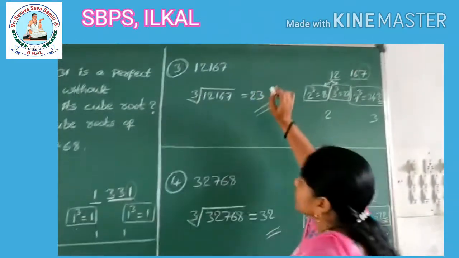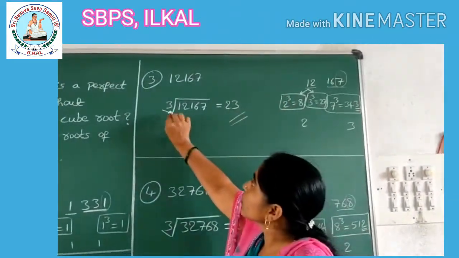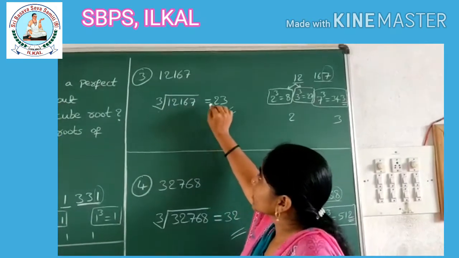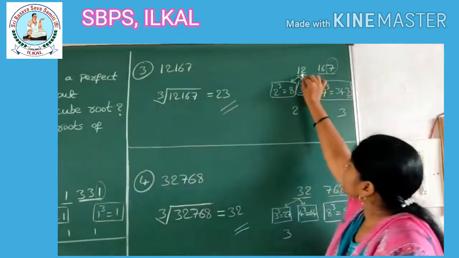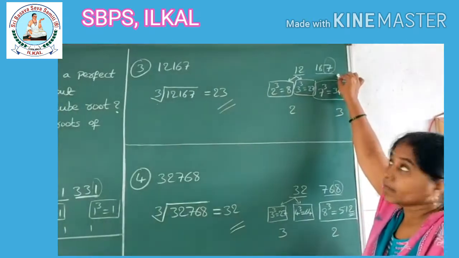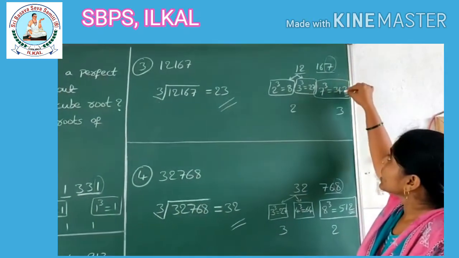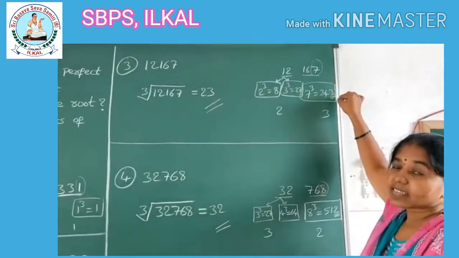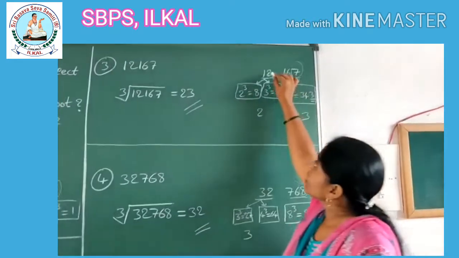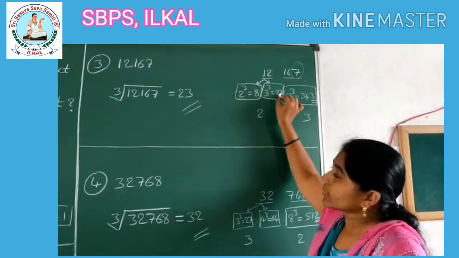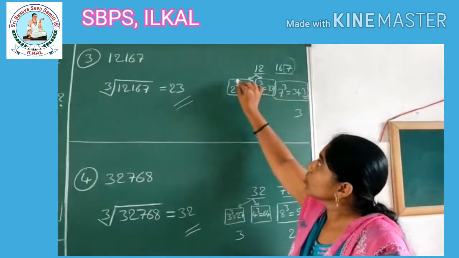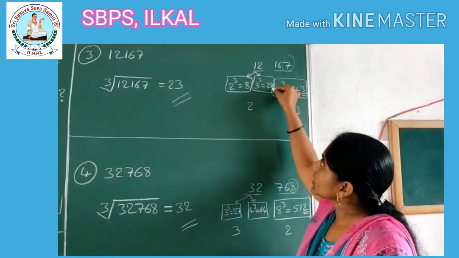Okay. Next one, 12,167. Cube root of 12,167 is equal to 23. Here 2 digits separate and last 3 digits separate. Okay, 7 cube value is 343. Here last digit is 3, children, I have written 3. Here 12 lies between 8 and 27. 8 is cube of 2. 2 cube is equal to 8, 3 cube is equal to 27.